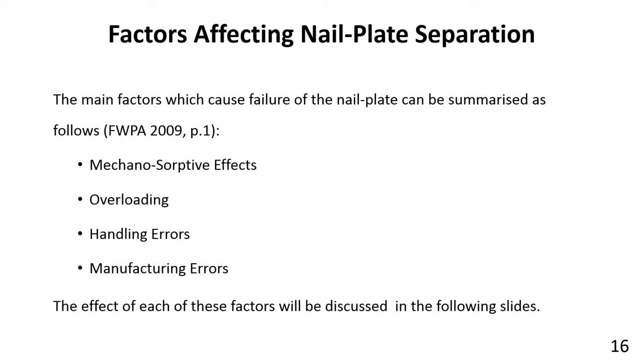Factors affecting nail plate separation. The main factors which cause failure of the nail plate can be summarized as follows: mechano-sorptive effects, overloading, handling errors, manufacturing errors. The effect of each of these factors will be discussed in the following slides.